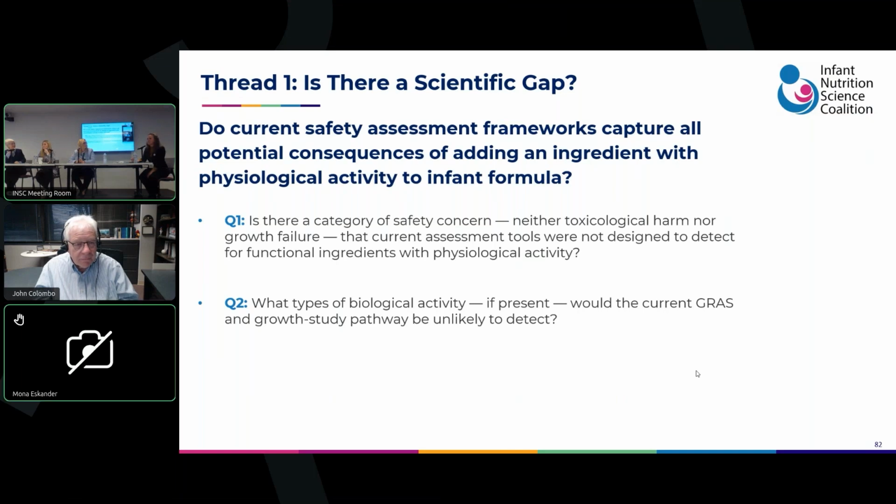Mona? Yeah, I just need to add that we need to define what we mean by outcome. Are we concerned about transient biomarker changes or durable functional consequence? The core scientific gap may actually be the lack of validated connection between early modulation and meaningful long-term health effect.